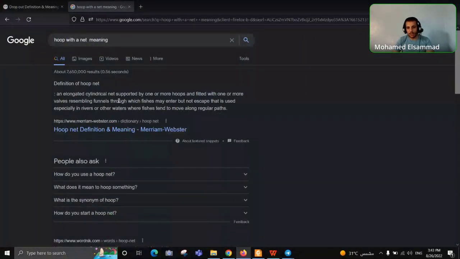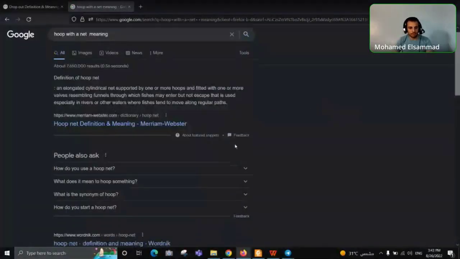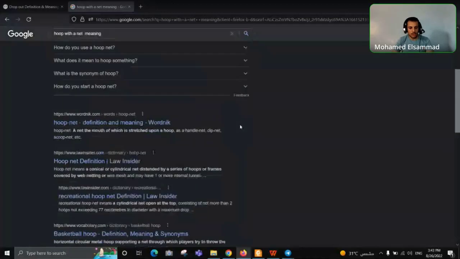cylindrical net supported by one or more hoops, and fitted with one or more valves resembling funnels through which fishes may enter but not escape, that is used especially in rivers or other waters where fishes tend to move along regular paths. Okay, this is a hoop net.